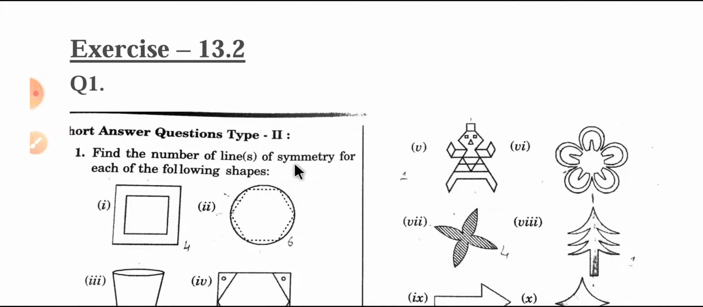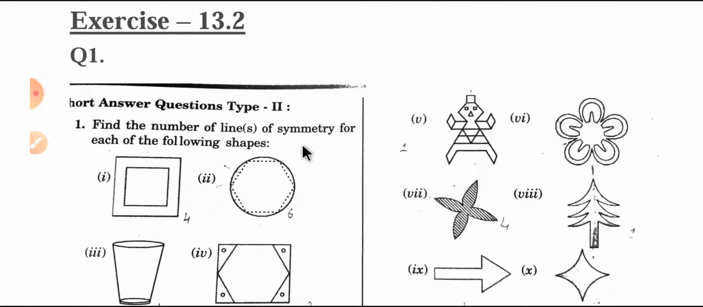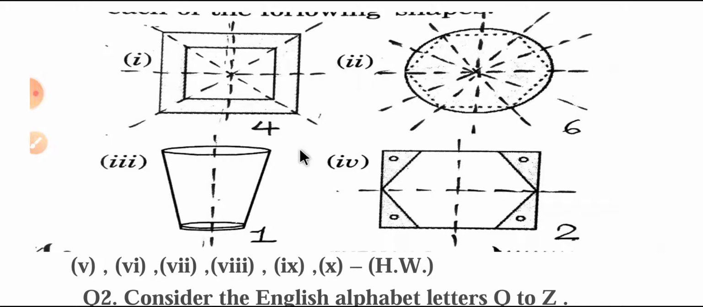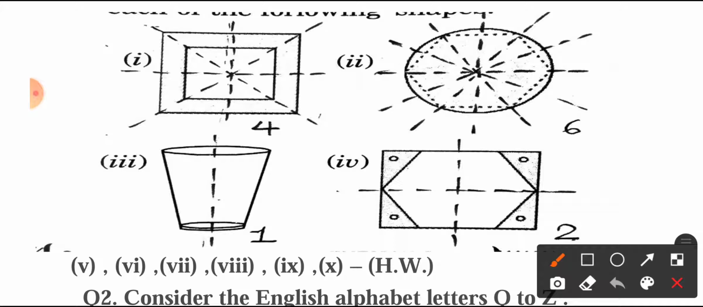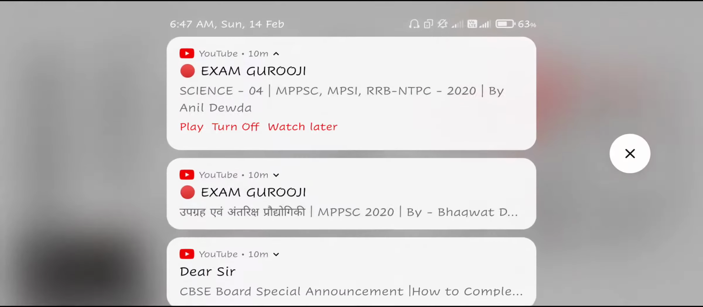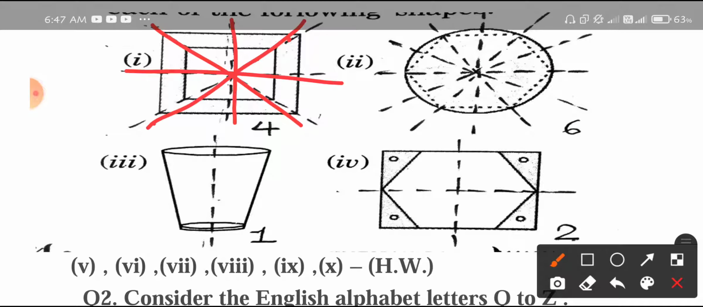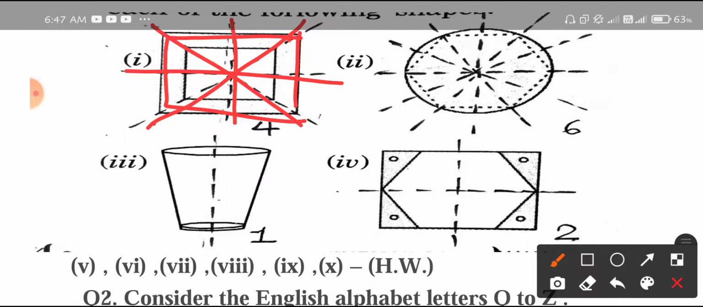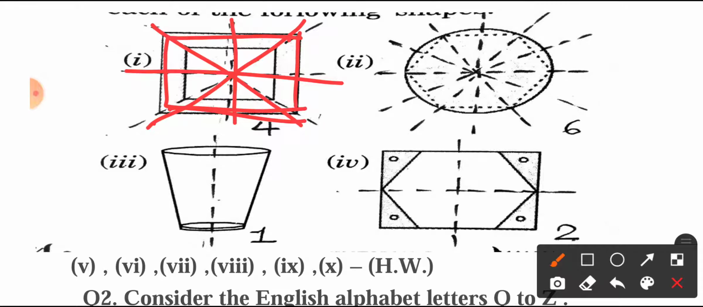Then 13.2, find the number of lines of symmetry for each of the following shapes. These are the shapes given, and you have to find the number of lines of symmetry, meaning how many lines of symmetry are possible so that they become symmetrical. So first one, as you can see, it is in the shape of a square, so we can fold vertically, then horizontally, and like this diagonally. As it has 4 sides, how many lines of symmetry are possible?